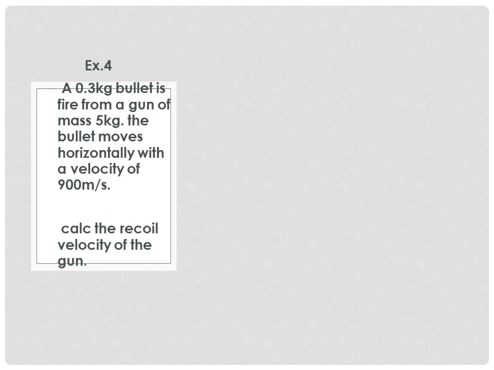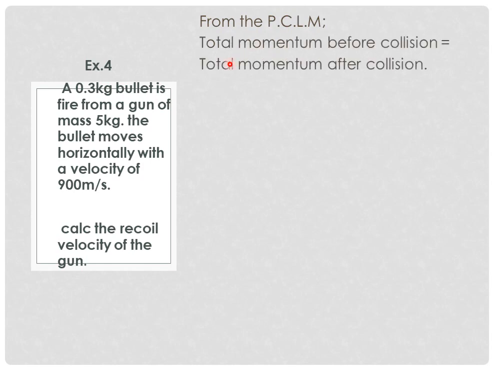the bullet flies forward, the gun shakes backward. The gun recoils. Why? Because momentum must be conserved. Now, how do we calculate? We employ our principle. Each time there's a collision or an explosion, you immediately know that the principle has to be used. What does it say? Total momentum before collision is equal to total momentum after collision.